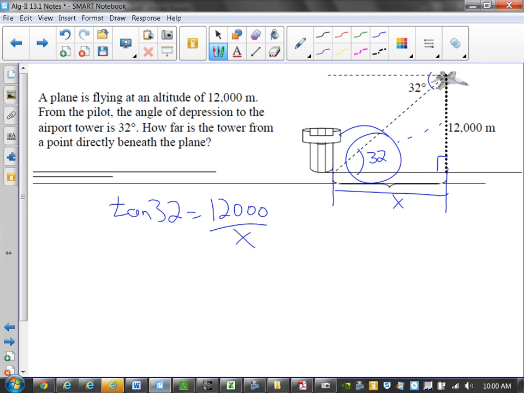So, like I said, a lot of times angle of elevation and depression, it's a very common thing to be used with tangent.